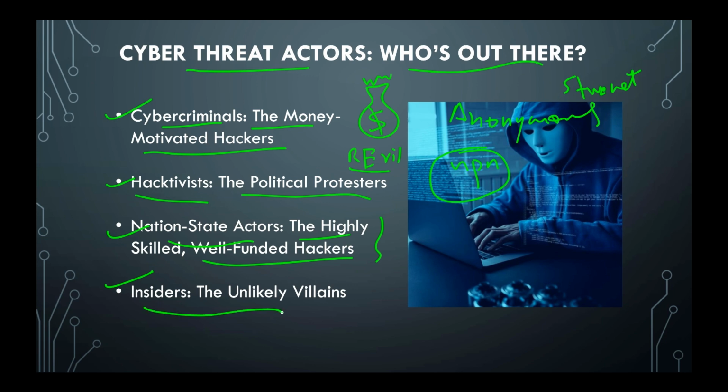Then we got the insiders, the unlikely villains. The wild card insiders. These are employees, contractors, or anyone with access to your systems. Sometimes they are malicious, sometimes careless. Either way, they can cause real damage. They perform data theft, stealing sensitive info to sell or use elsewhere. Accidental leaks, oops, sent that confidential file to the wrong person. Sabotage, a disgruntled employee intentionally breaking systems.